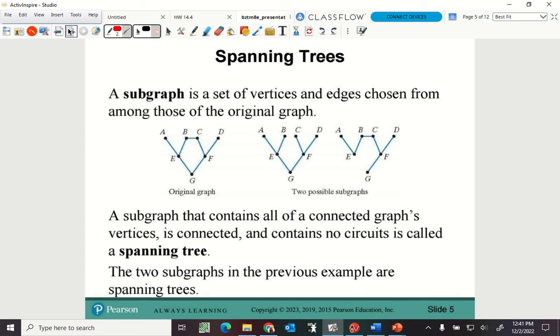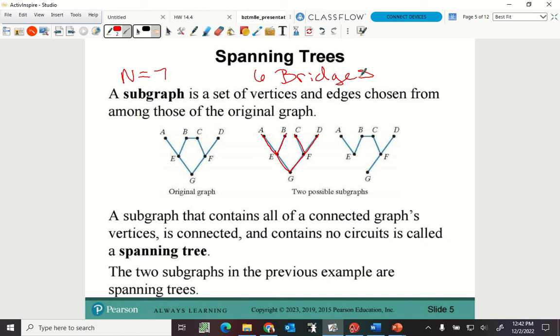So what I'm looking at here is, if you look at this first one, there is no circuit, is there? No, there's no circuit. So that one's good. Now, there's also going to be the n minus 1 thing. There is 1, 2, 3, 4, 5, 6, 7. So n equals 7. So how many bridges? 6. 6 bridges.